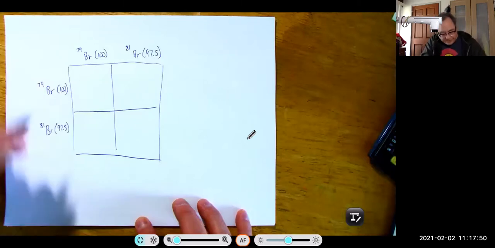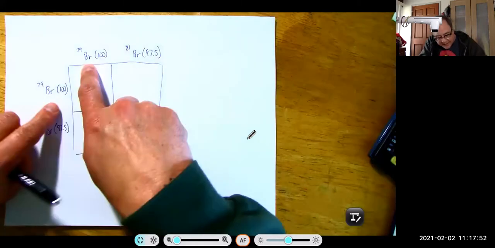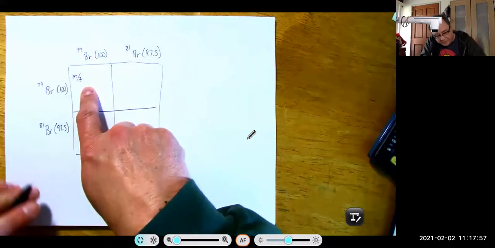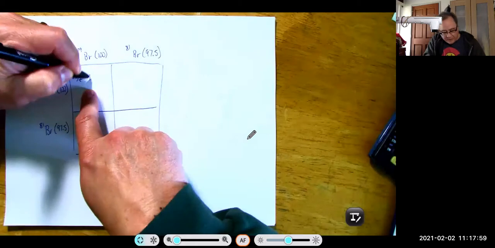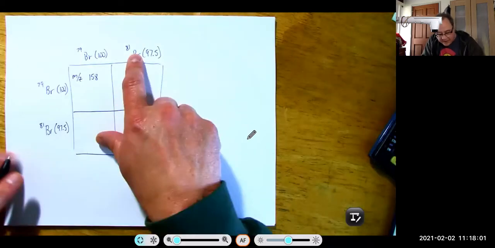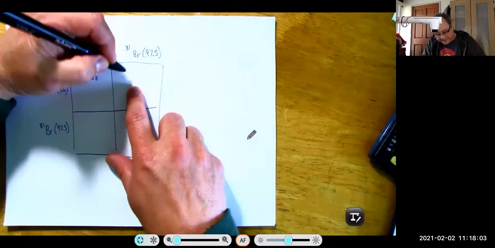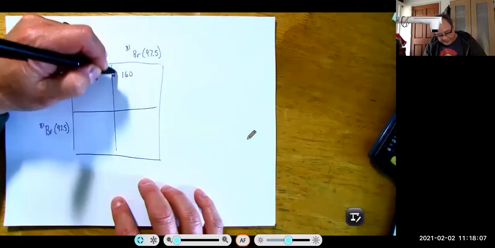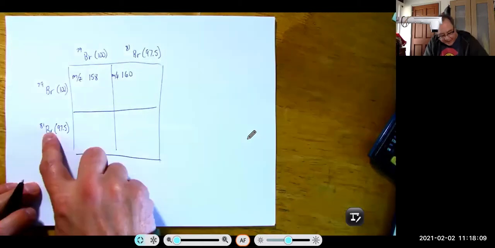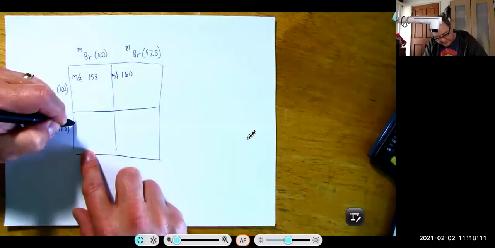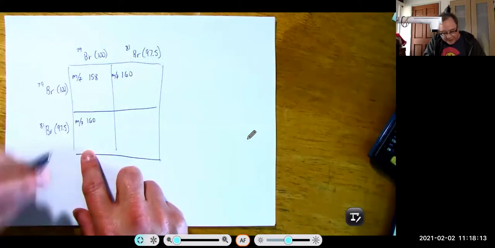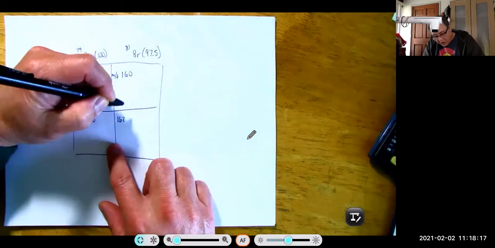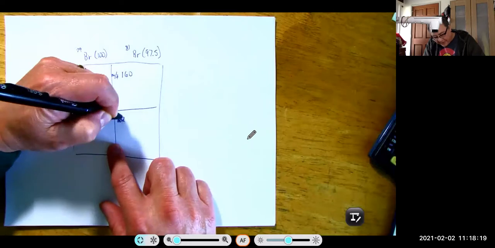So here, if you have a 79 and a 79, how much does it weigh? 158. If you have a 79 and an 81, how much does it weigh? 160. How much does an 81-79 weigh? 160. How much does an 81-81 weigh? 162. So this gives us all of the different masses. Are you with me there?